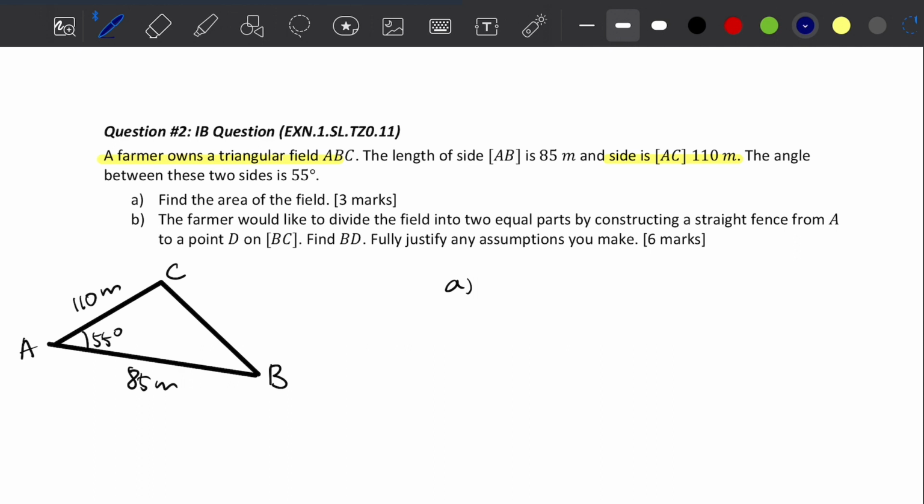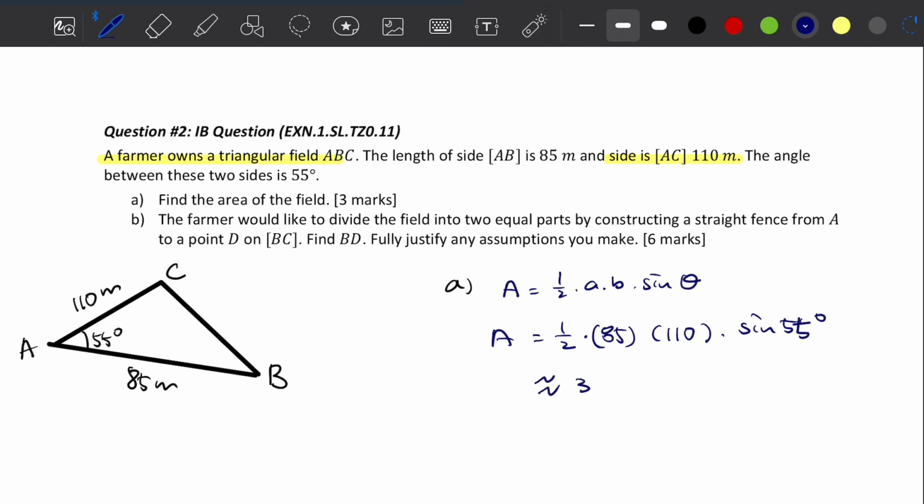So I'm just going to use the area formula that uses the sine. The reason is that I am not sure of the height of this triangle, right? Since you're not sure of the height of the triangle, you have to use the sine area of the triangle rule. So the area is the same as 1/2 times the neighboring sides, 85 times 110, and then the angle between them, sine 55 degrees. Then this is approximately 3,829.5 square meters.